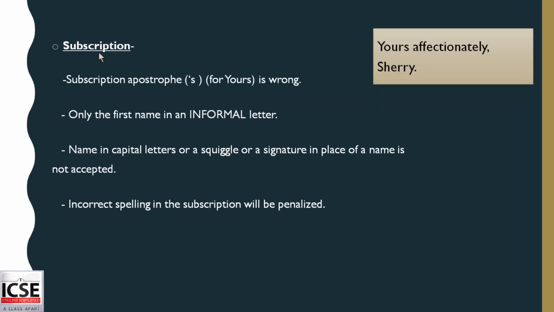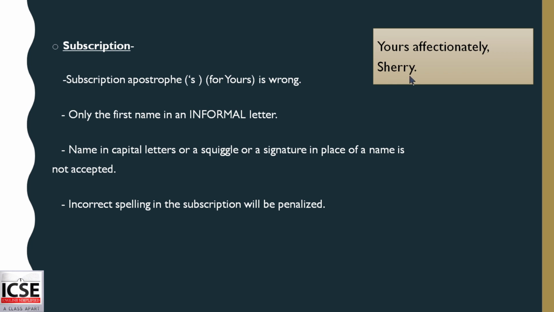Then you come to the subscription or the signing off. Because it's an informal letter, the best way to end your letter is to write "Yours affectionately," making sure that the spelling of affectionately is correct, followed by a comma, and only the first name. Do not put an apostrophe S. If you put an apostrophe over here, this will be marked wrong. Do not write your name in capital letters or put a signature.